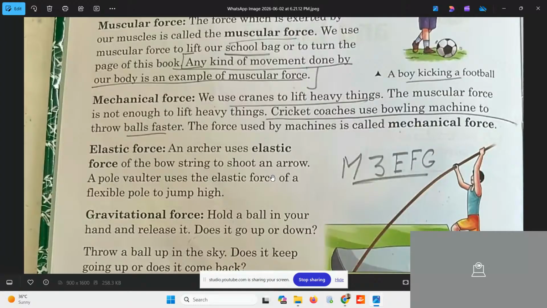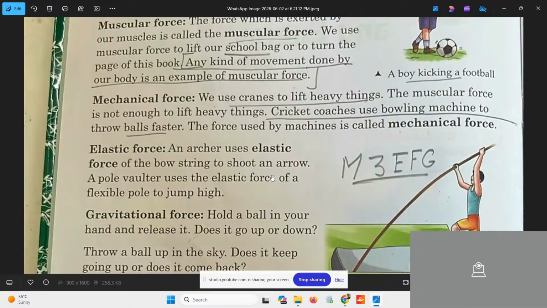Okay. What is elastic force? An archer uses the elastic force of a bow to shoot an arrow. A pole vaulter uses the elastic force of a flexible pole to jump high. I'll explain what elastic force is. When an archer pulls the bowstring, he transfers his force from the muscles to that string, and he holds that energy over there.